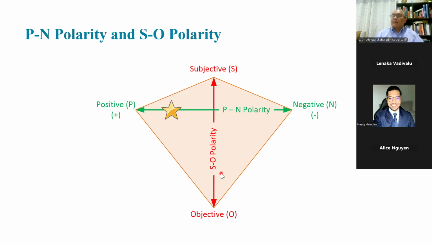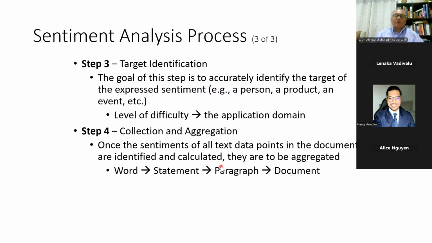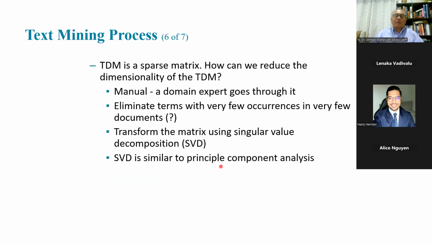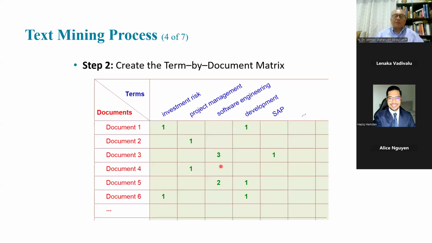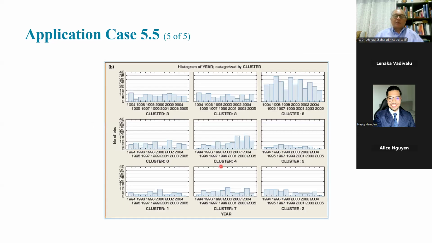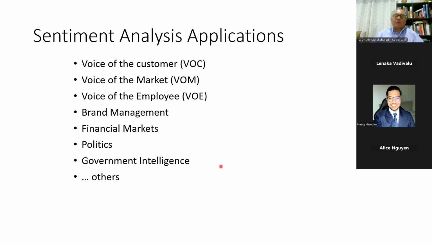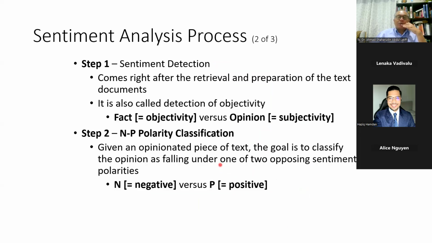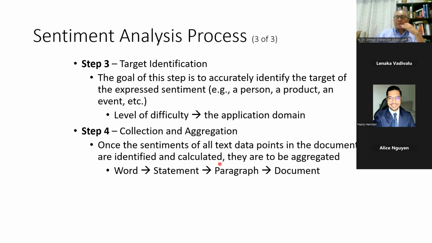Okay, that is sentiment analysis. So we use the term document matrix from the text mining process just now, the term by document matrix, and we are able to use the data that we have for the sentiment analysis application. With sentiment analysis, we can see the voice of the customer, voice of the market, voice of the employee, and do brand management. Currently, people also use sentiment analysis for politics, promotion, and campaigns. You can read about the previous campaign by Donald Trump.